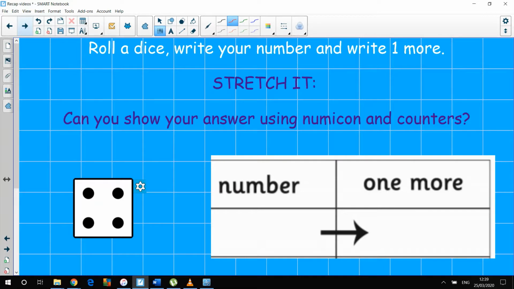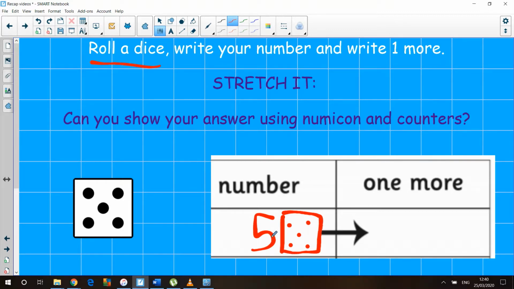Roll a dice, write the number and write what one more is. So it says I've got to roll a dice. You have got a dice, I'm hoping, at home that you can roll, then write down the number in the box and write what one more is. So let me first roll my dice. I can count the number that I've got on my dice. I've got 1, 2, 3, 4, 5 dots. So I know my number is 5 and I might want to draw the number on the dice there too, just to help me. So my number is 5.